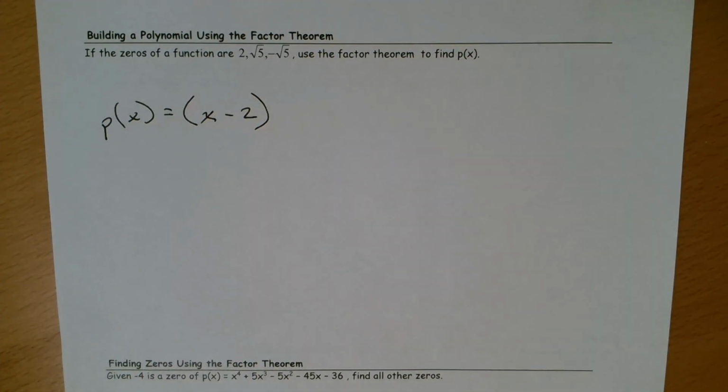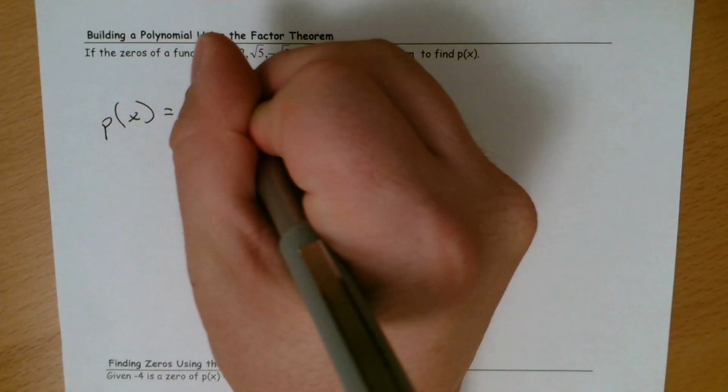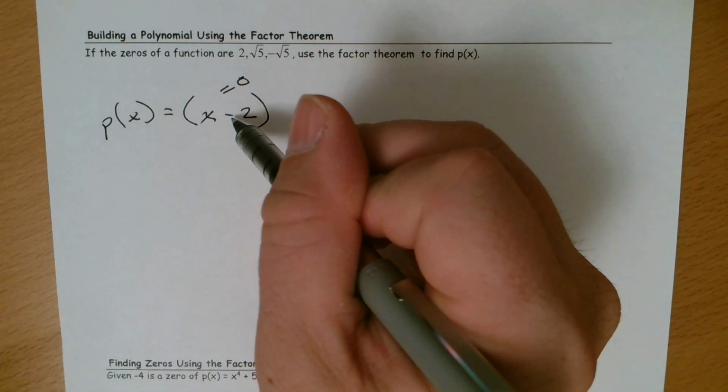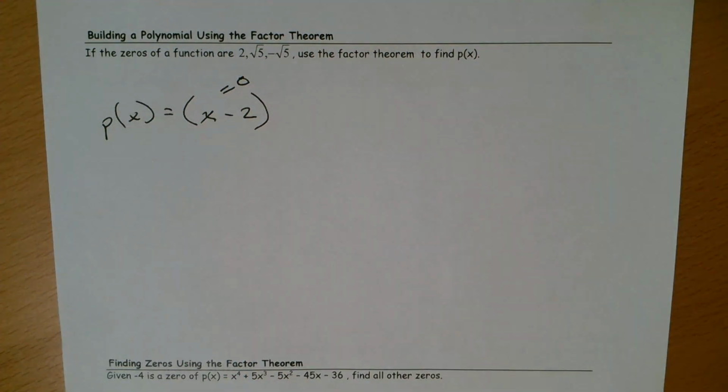x minus 2 is a factor. That means that somewhere along the lines we used the zero product property and x minus 2 was a factor. We set it equal to 0, we solved, and we got 2.